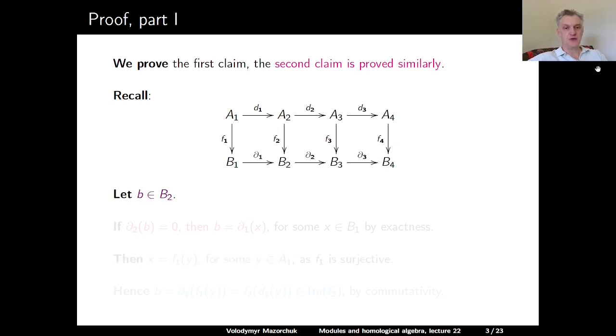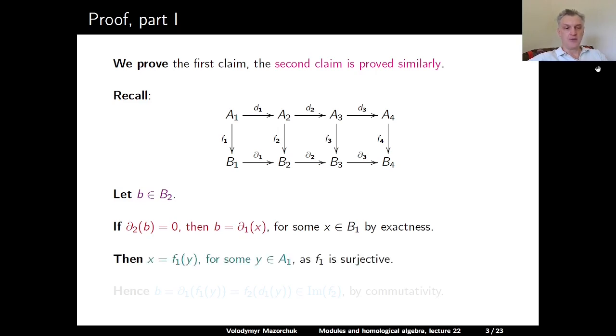In order to prove that f2 is surjective, we need to prove that any element b in B2 has a preimage under f2. Let us first assume that applying the differential partial 2 to b, we get 0. Then, since the second row is an exact complex, the element b has the form partial 1 applied to x, for some element x in B1. Now, since we assume that f1 is surjective, the element x has the form f1 applied to y, where y is some element in A1.